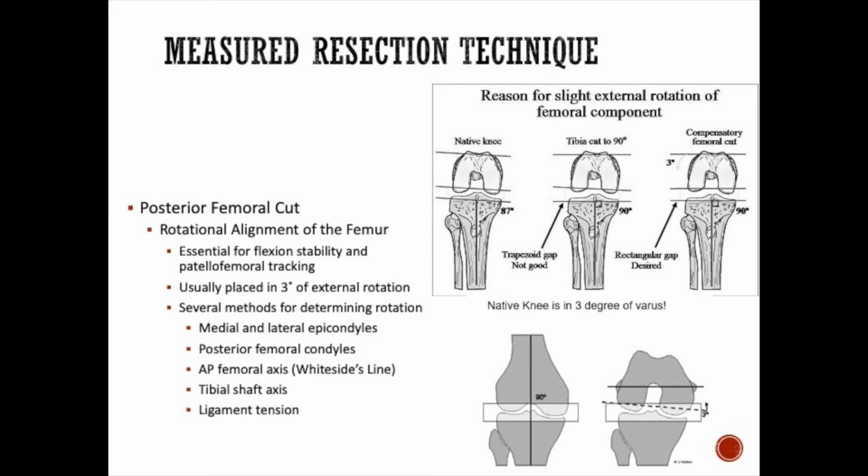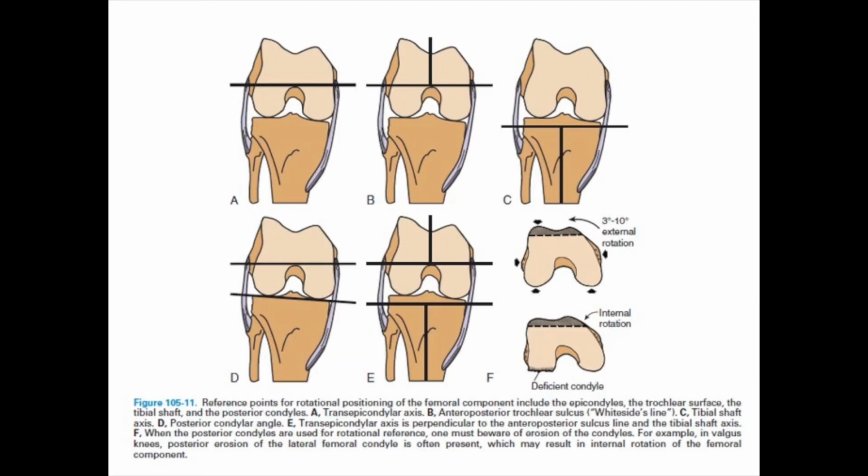There are several methods for determining that, but those are the common ones. The reference points for rotational positioning of the femoral component include the epicondyles, the trochlear surface, the tibial shaft, and the posterior condyles. So here are some examples of how you would do that.